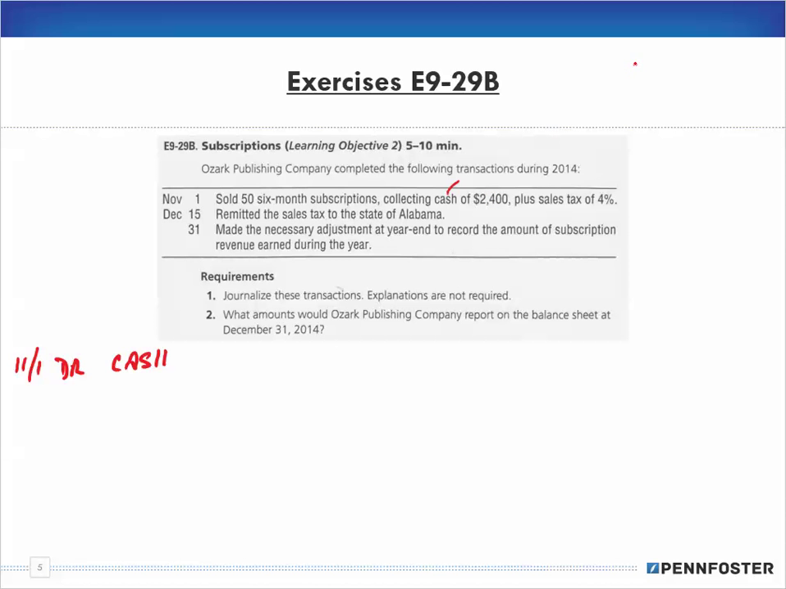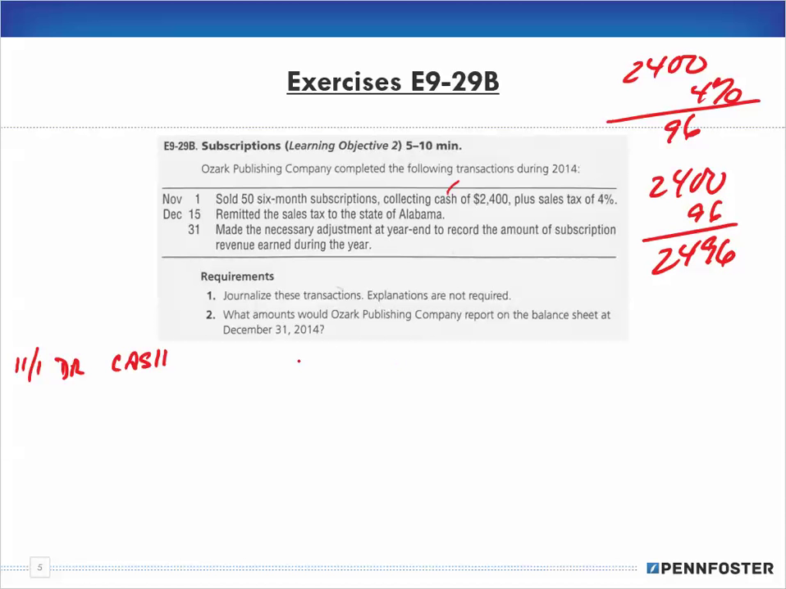I got $2,400 for the 56-month subscriptions plus 4% sales tax. I don't know how much the tax is, so I have to calculate it. 4% of 2,400 is 96. So 2,400 plus 96 is 2,496 that I've received in cash total. So my debit to cash is going to be 2,496. Debits have to equal credits, so I credit something else. Well, I'm selling the subscriptions, so it's not sales revenue, it is unearned sales revenue.